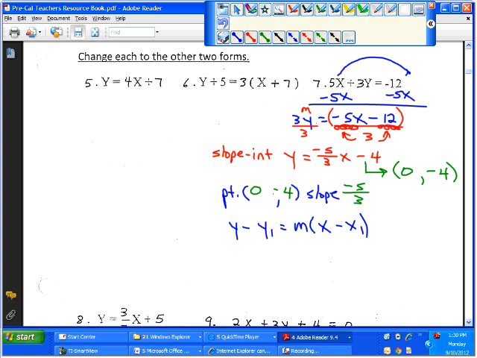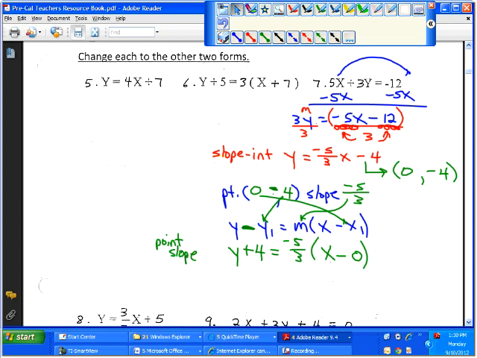So once it's in slope-intercept, we use the y-intercept as a point and then the slope, and then we just plug it straight into point-slope. So we're going to take the y of the point in place of y, the x of the point in place of x, slope in place of m. We have y minus, now we got to be careful because we have minus a negative, and minus a negative is a positive 4, plus 4. Equals slope, which is negative 5/3, times x minus 0. Now, it wanted it in point-slope form, so we stopped right there because we just put it in point-slope by substitution. Okay? Any questions on number 7?